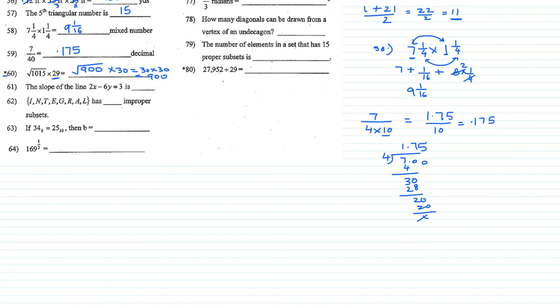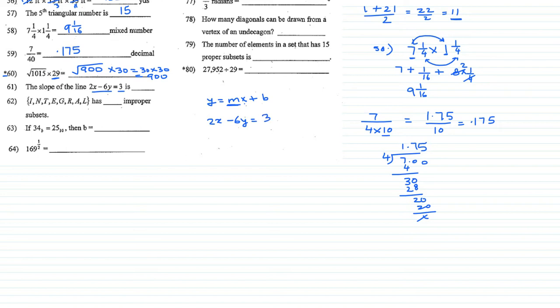Question 61. The slope of the line 2x minus 6y equal to 3 is. So we know that the equation of a line is y is equal to mx plus b, where m is the slope of the line. So if I can write this equation in this format and then look at the coefficient of x, that would give us the slope. So the equation that is given is 2x minus 6y is equal to 3.